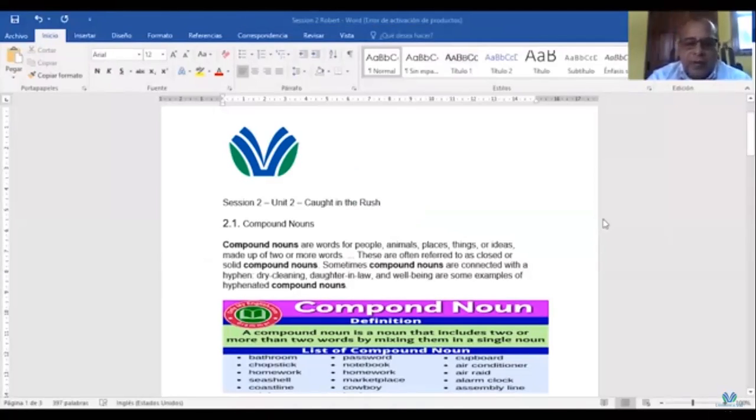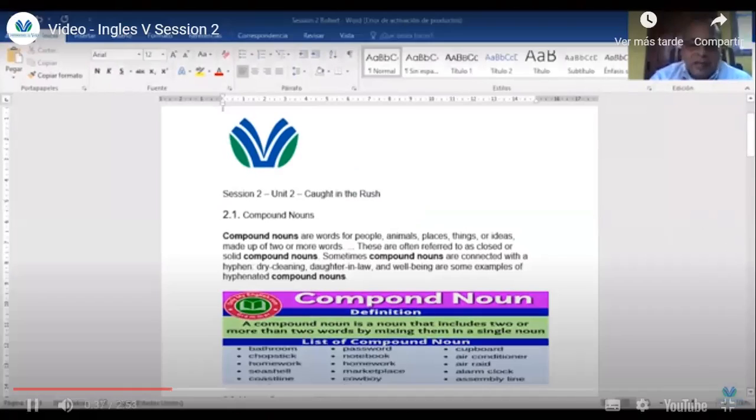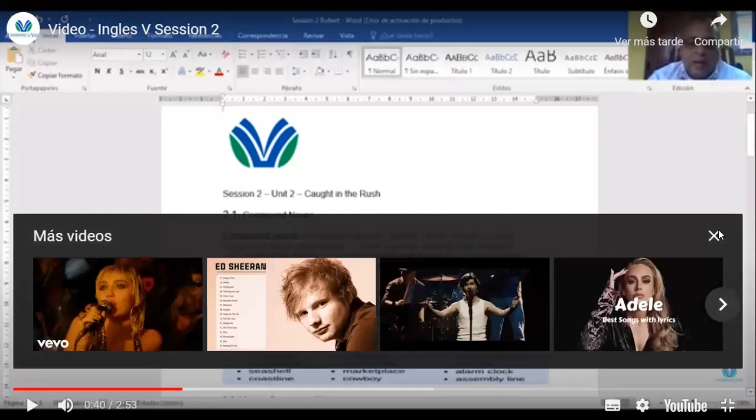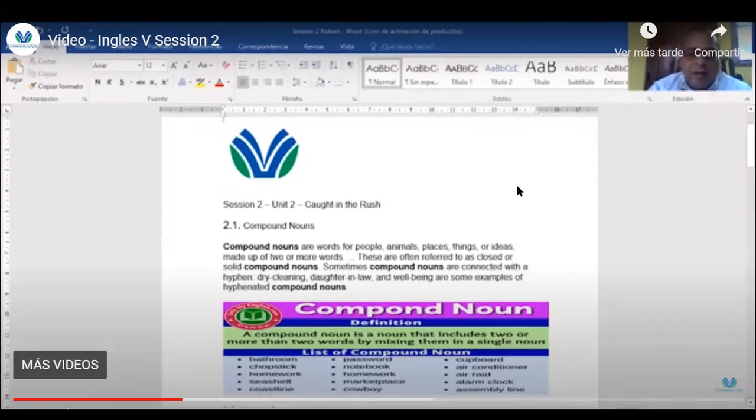Okay, guys. Today we're going to be taking a short look at compound nouns. Compound nouns are words for people, animals, places, things, or ideas made up of two or more words. Okay, so it means that we use compound nouns not only for people, but for animals, places, things, or ideas.